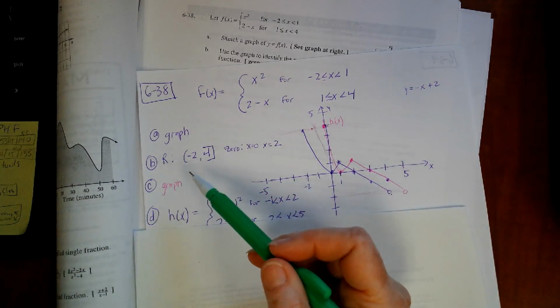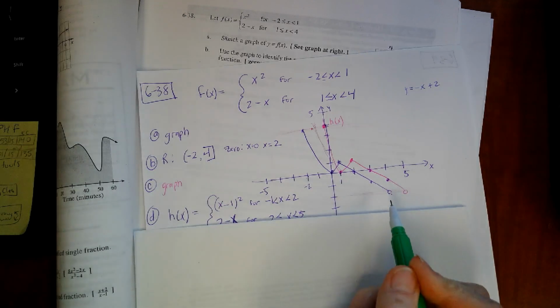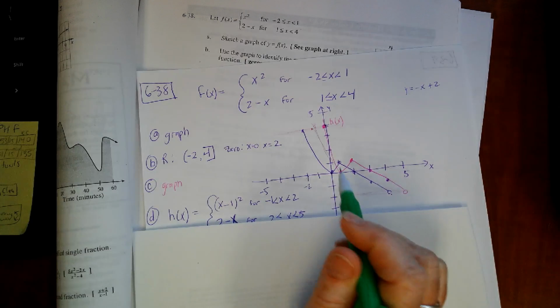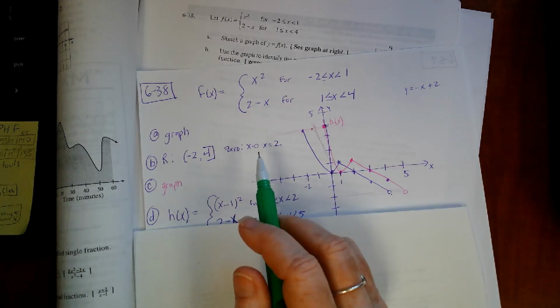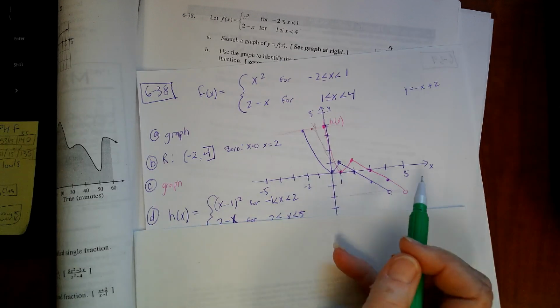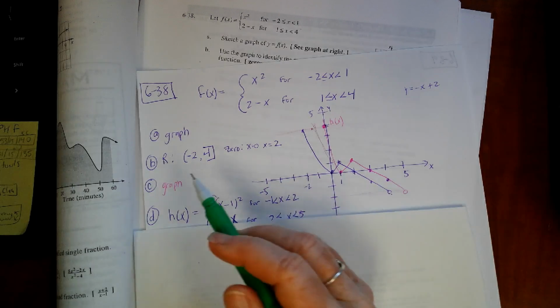And then letter B asked me for the range, so I said the range was in between -2 and +4. So remember, range is the y values, and it asked for the zeros, and so I just looked at my graph and saw that it had x-intercepts at 0 and 2.